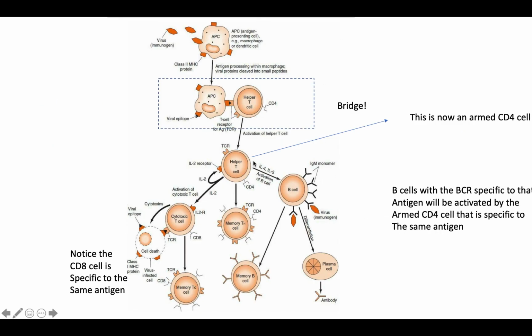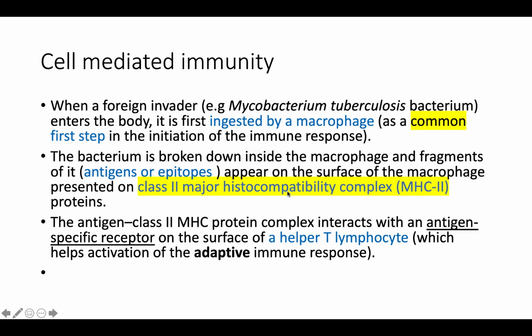Some B cells, because here I need a specific helper T cell and then another specific B cell, some B cells can actually present antigen to helper T cells, and then they can activate. Some of them can actually activate themselves right away. This is a mechanism to start making antibody production quickly, instead of depending on two different specific cells.